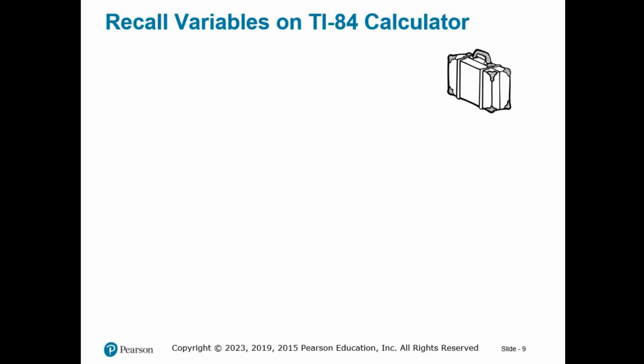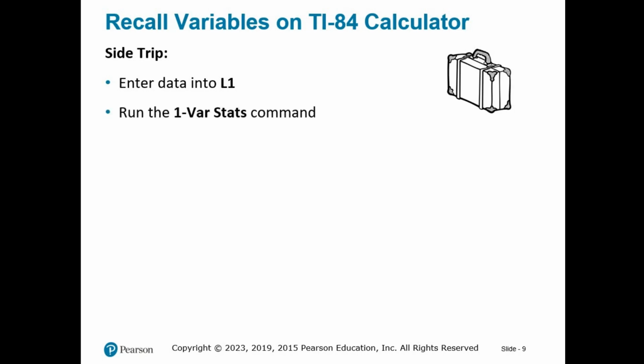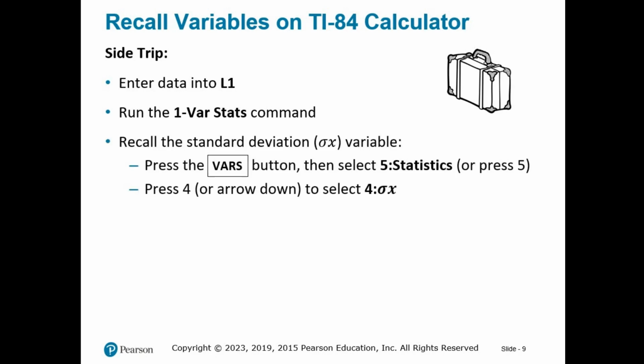So back to where we were. Here's an option if you want to use it. If you would like to do this, follow along, and you will be using the numbers that we worked with a moment ago, 1 through 7. First, enter your data into your calculator into L1. Then perform the one variable stats command on it. Now, to recall the standard deviation variable, press the Vars button, then select the 5 statistics option, then press 4 or arrow down to select the 4 option, which has the standard deviation variable on it. Notice at this point on your calculator that you could recall lots of different variables if you chose to.